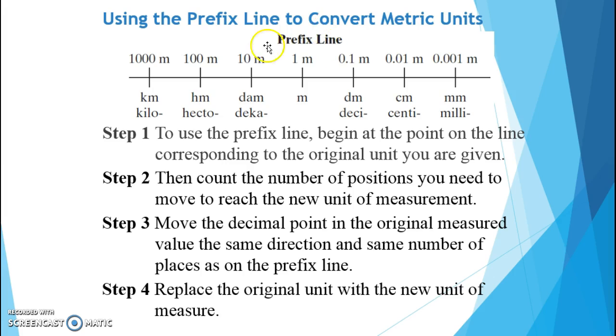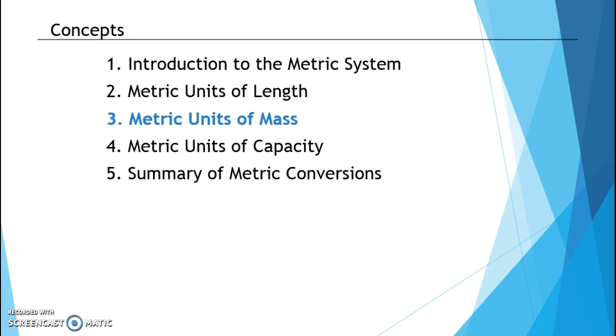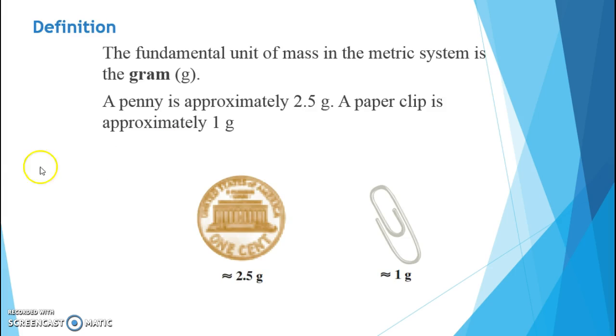And again, the good thing about the metric system is that it's all based on the system of tens. So if we move to the right, we're getting smaller. If we move to the left, we're getting larger. So very important concept. Now, when we talk about the unit of mass, again, weight, that's what we're talking about here. It's going to be the gram.